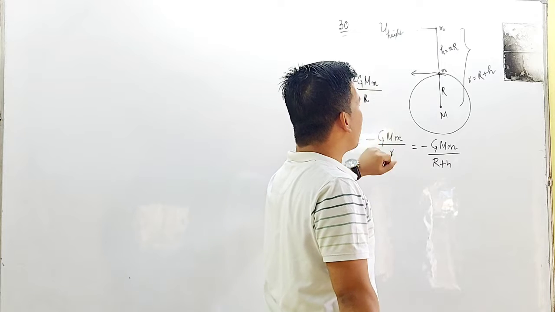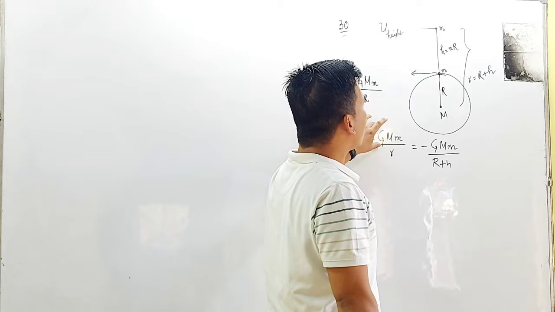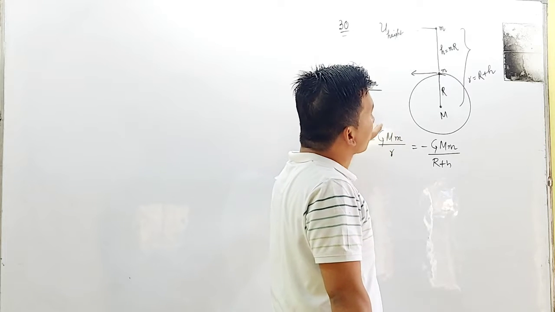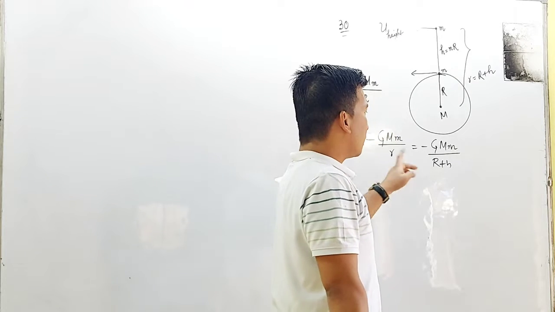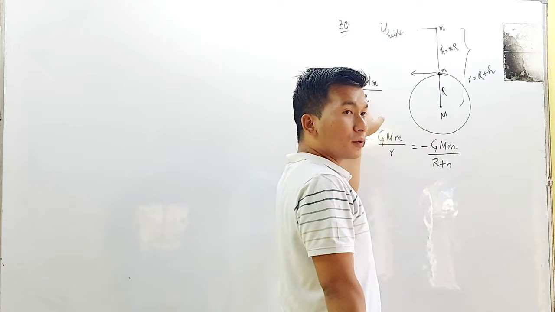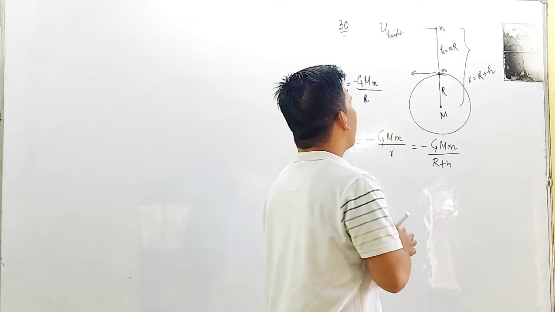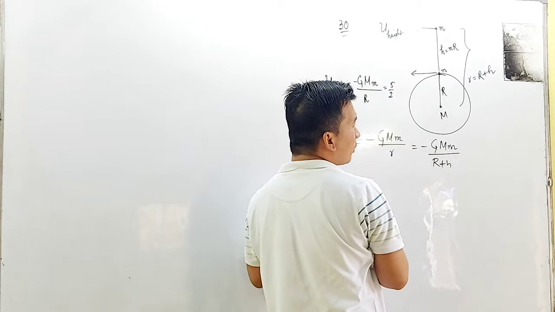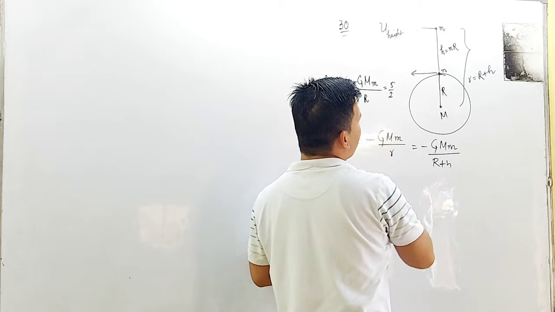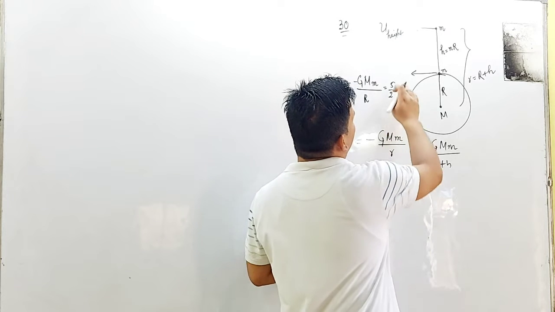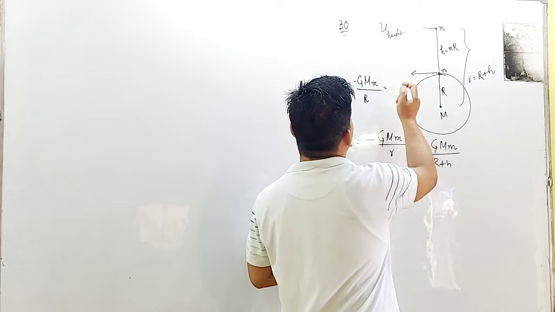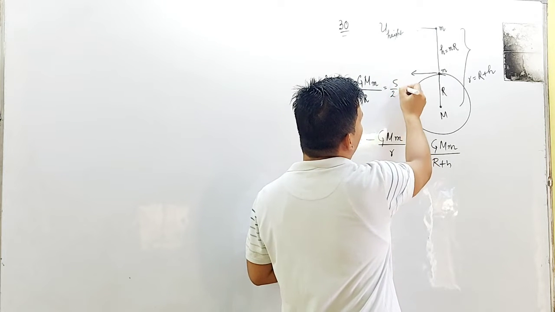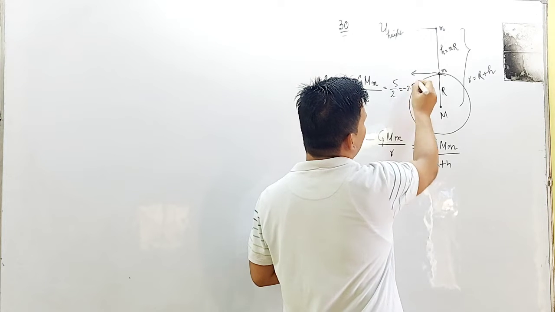Mathematically, the numerator in both is equal. Which one will have the greater denominator? This one is r plus h, and this one is only small r. A simple way: say this is 5, and we have 5 divided by 2. This is only r, so 5 divided by the denominator 2 gives minus 2.5.